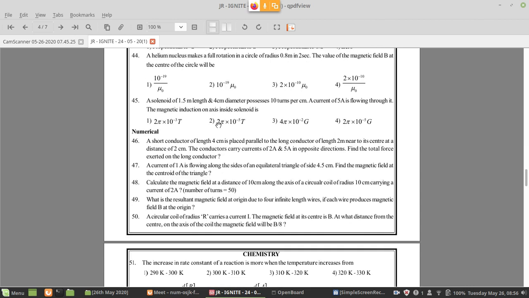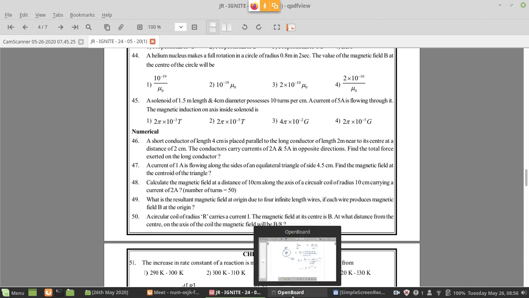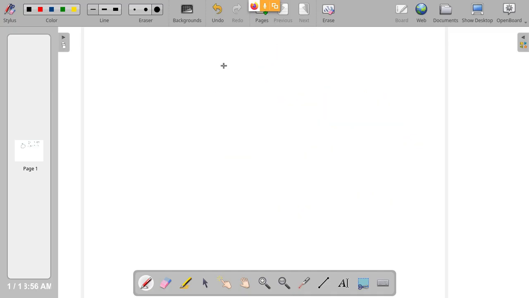Right. Next question, a solenoid of 1.5 meter length and 4 centimeter diameter possesses 10 turns per meter. A current of 5 amperes is flowing through it. The magnetic induction, direct application of the formula only. So it is basically solenoid formula, which is B is equal to mu naught n i, which is equal to mu naught capital N i divided by the length, and the length is also given, so you have to use it.